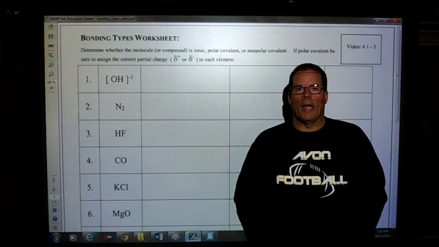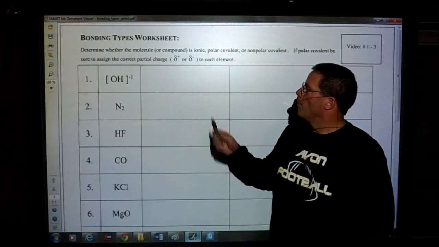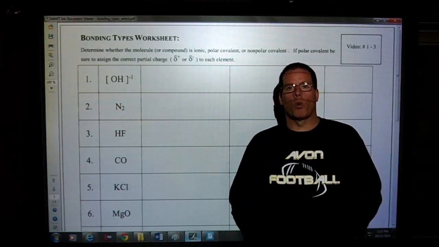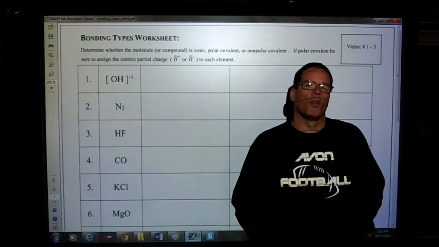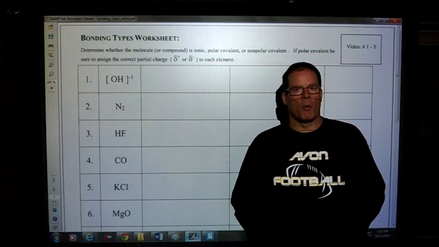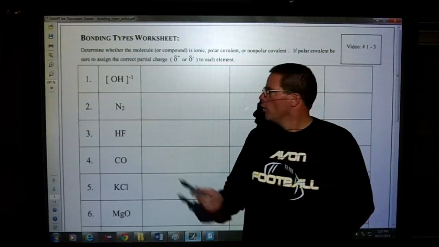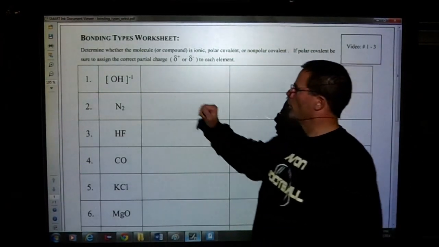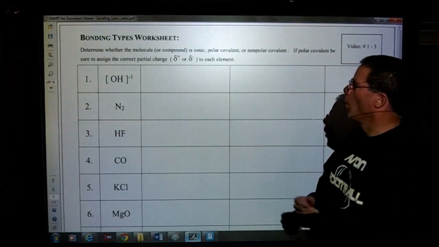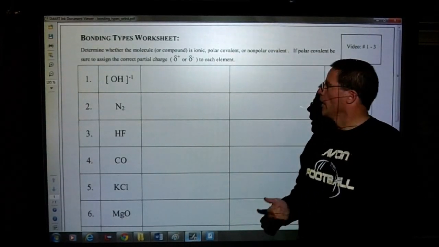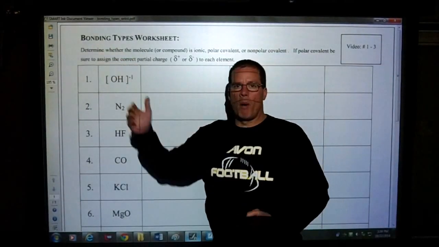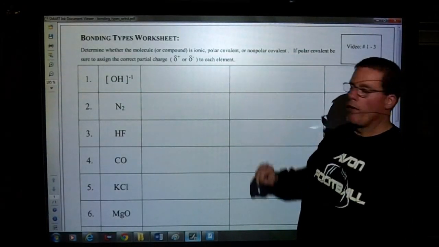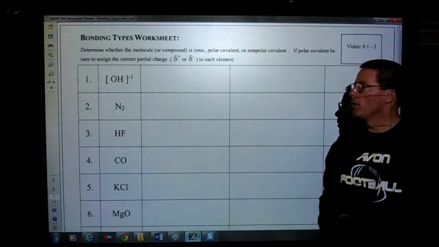Hello, I'm Mr. Craig and I wish to discuss bonding types with these different types of problems here. Now I'm only going to work out the first three types of problems and hopefully you'll understand why I'm only working the first three out. So here we have the worksheet and it asks us to determine whether the molecule or the compound is ionic, and I'm talking about the types of bonds, so the bonds between the atoms, whether it's an ionic bond, a polar covalent bond, or a nonpolar covalent bond.